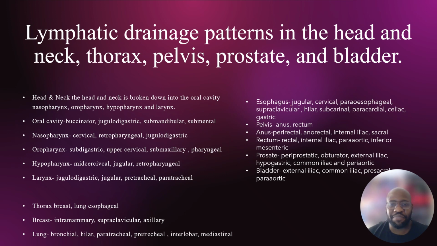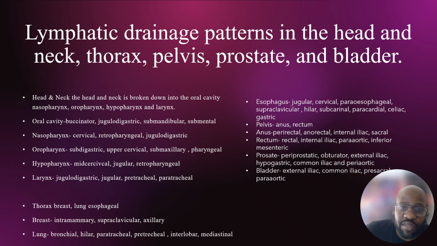should be broken down into the breast, the lungs, and esophagus. So for the breast, it's inframammary, subclavicular, transpectoral, and axillary. Lungs is the hilar, mediastinal, bronchial, paratracheal, interlobar, and I said mediastinal already. So the esophagus is a long tube that runs from the back of the neck, that starts at the larynx all the way down to the stomach. So its nodes are jugular, cervical, paraesophageal, supraclavicular, hilar, subcarinal, pericardial, celiac, and gastric. Because it runs so deep down, it can drain to any of those.